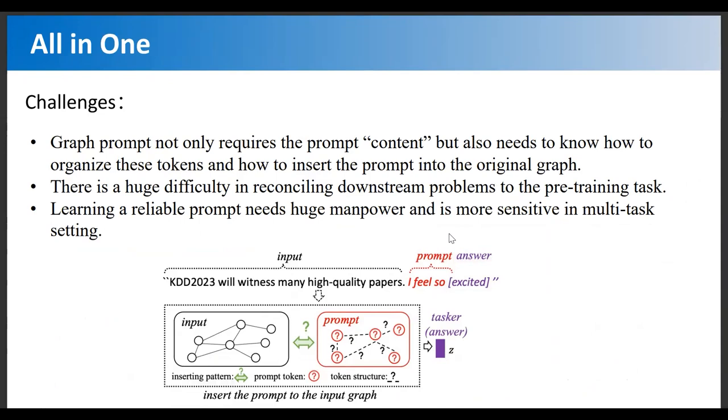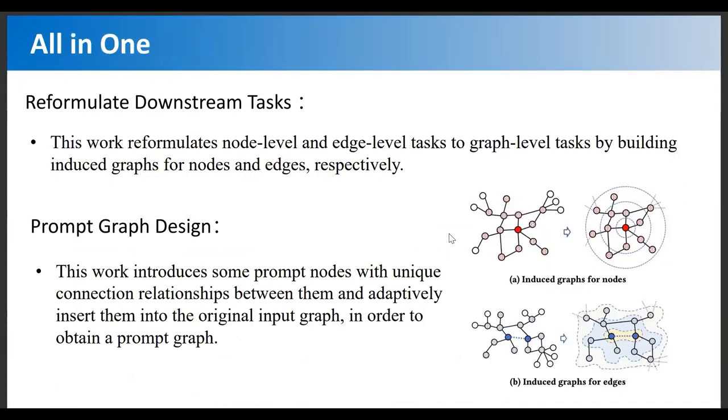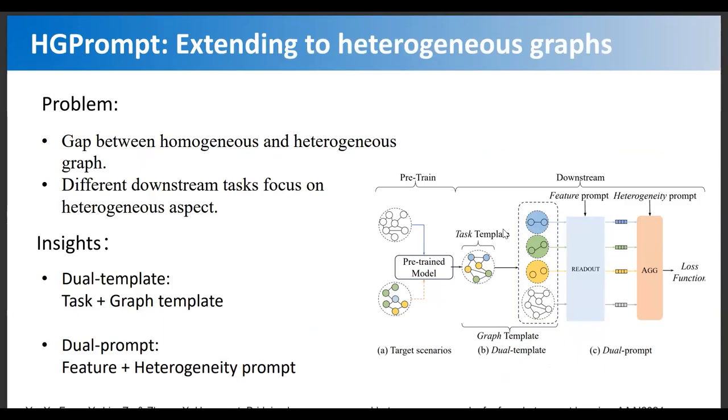Okay, another typical work last year is the OFA method. In the OFA method, they also want to unify different tasks in the graph area, but they design different tasks at the graph level instead. For example, they reformulate node-level tasks all as graph-level tasks. Here is an example for node classification tasks. They transform the node classification task into the classification of the subgraph of the target node. Also, this idea has recently been extended to heterogeneous graphs.